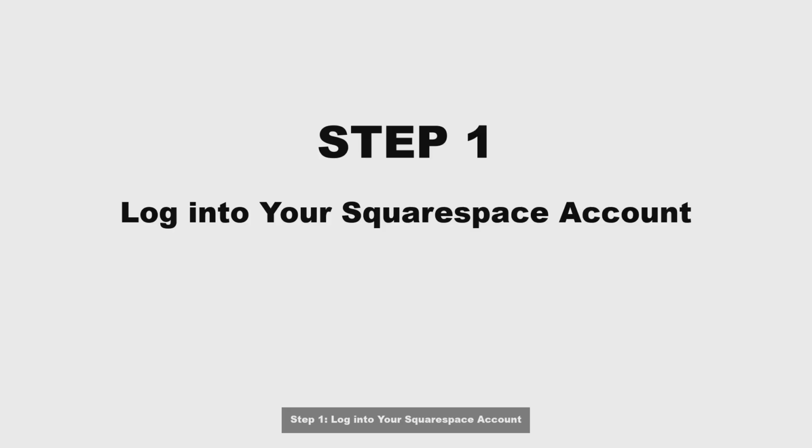Disabling two-factor authentication on Squarespace can help streamline your login process. Follow these steps to turn off the security feature. Step 1. Log into your Squarespace account. Visit the Squarespace website and enter your login credentials to access your account dashboard.